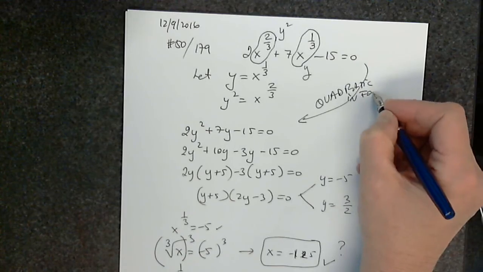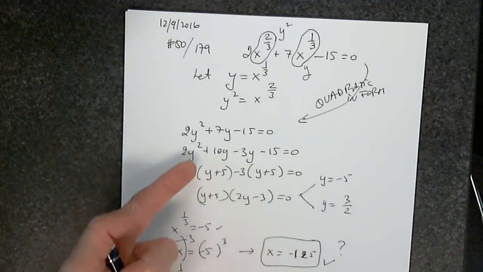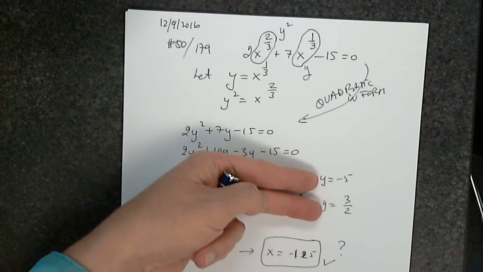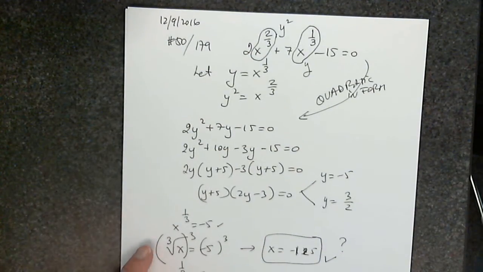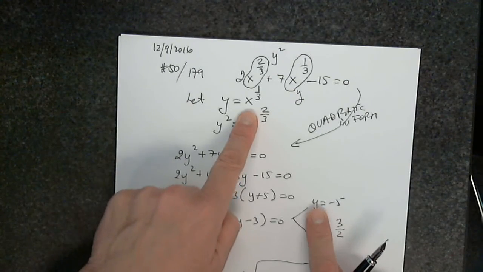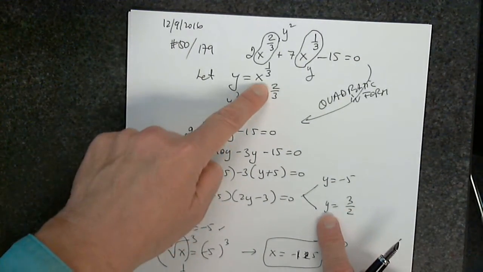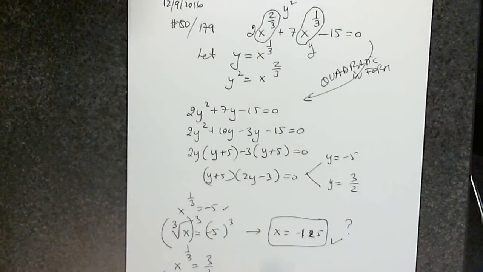in form. And this was nice because once I changed it into a quadratic equation, everything went smoothly till I got here, and now I have two equations. One y, which is x^(1/3), x^(1/3) = -5, and x^(1/3) = 3/2.